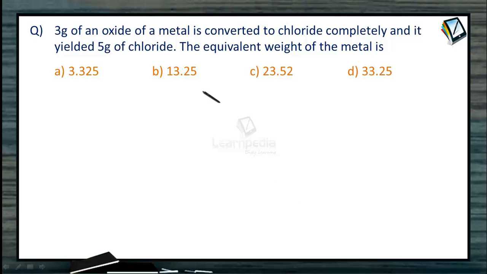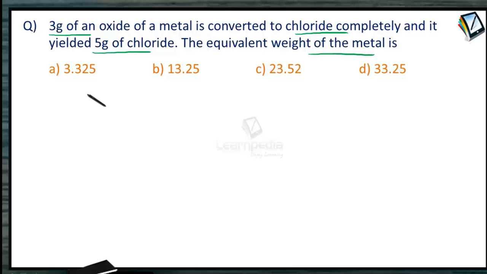This is a numerical related to equivalent mass. It is given that 3 grams of an oxide of a metal is converted to chloride completely, and it gave 5 grams of chloride, and we need to find out the equivalent weight of the metal. So here one compound of the metal is converted into another compound of the metal, isn't it?